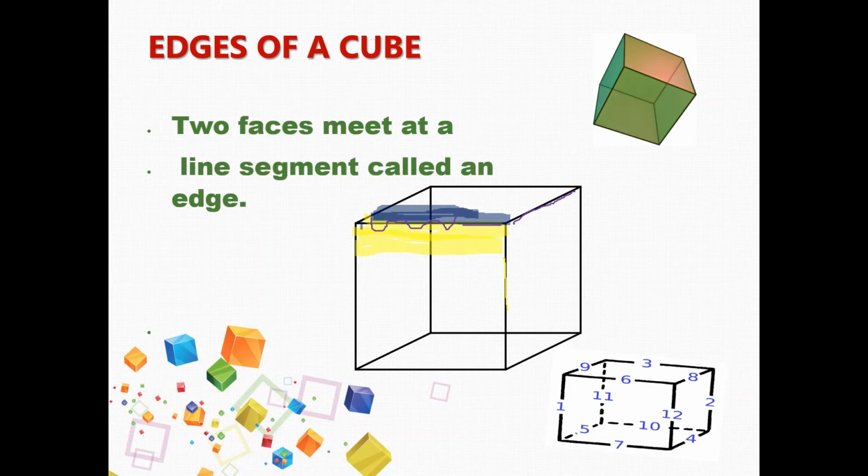So now what we will do is we'll try to count how many edges are there in the cube. So let's count. I have taken another picture for you and let's count it together. When you look at it, we'll start from here. This is the first edge.